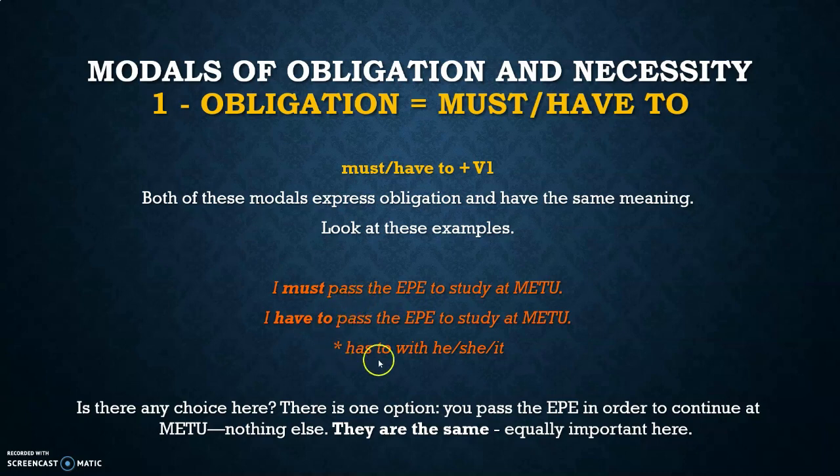What about the form of must and have to? After must and have to, we use the base form of the verb, that is, verb 1. We use must with all the subjects, and we use have to with the subjects I, you, we, or they. However, we use has to with the subjects he, she, or it.